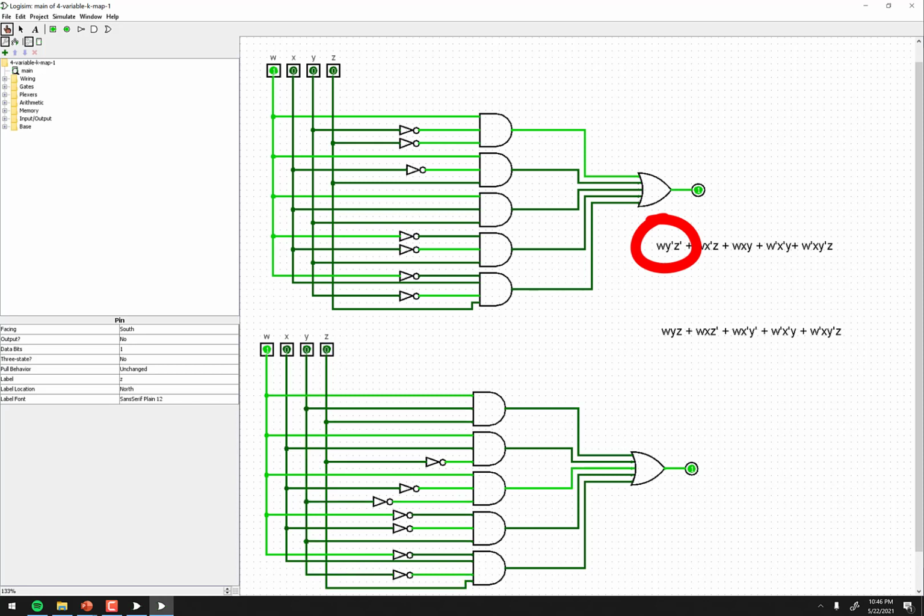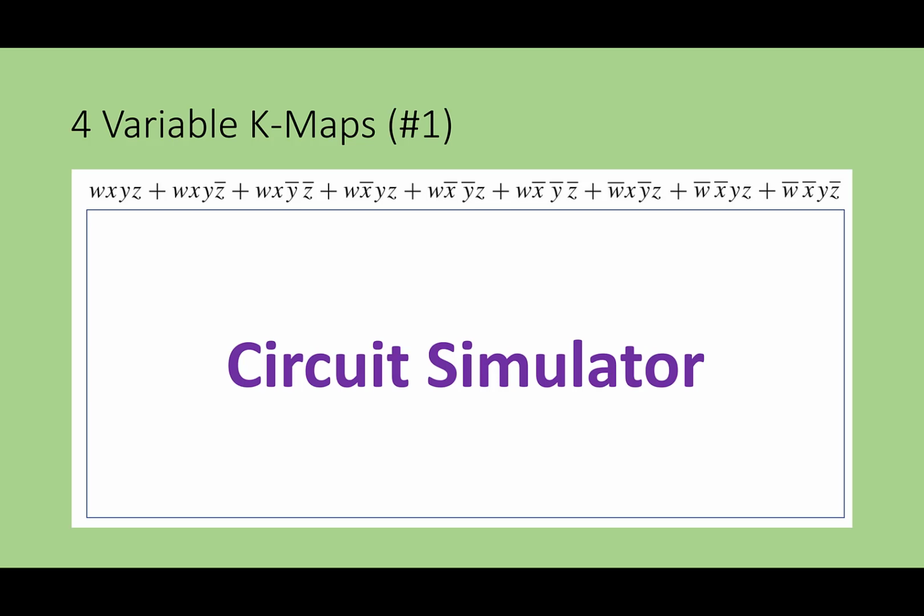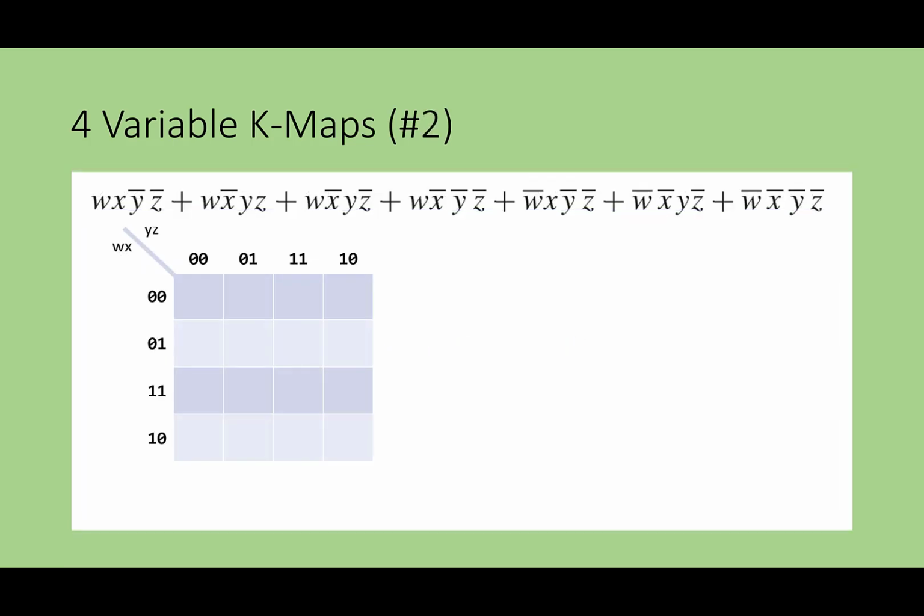Let's do W, X bar, Z. And they're the same in both circuits. So on down the line. Feel free to test it out yourself using proofs or the identities, or just trust the Karnaugh map, right? Okay, let's take a look at another example here.